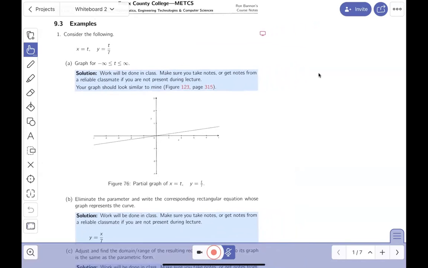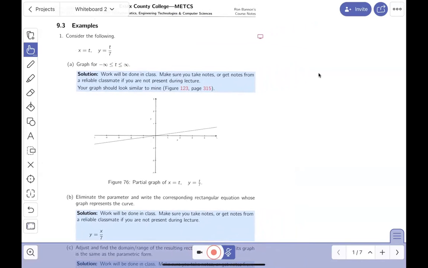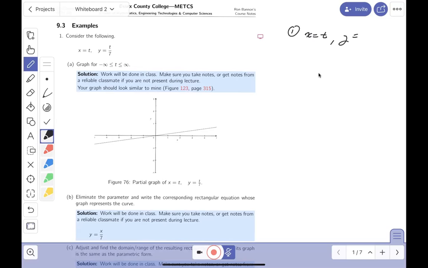Just looking at number 1, it says consider the following. They want me to graph it. And there's nothing wrong with doing a table. But the way I'm going to graph this, I'm just looking at what they've given me, and I think I could probably graph this pretty rapidly just by looking at it. It's a parametric function, number 1. So what do you got? You got x equals t, and y equals t over 7.